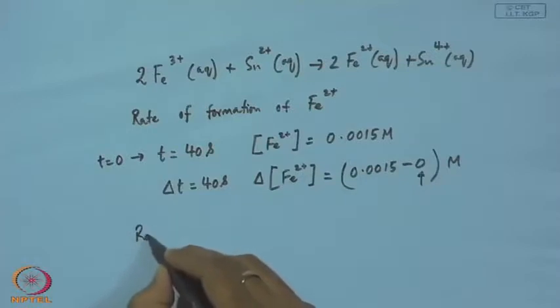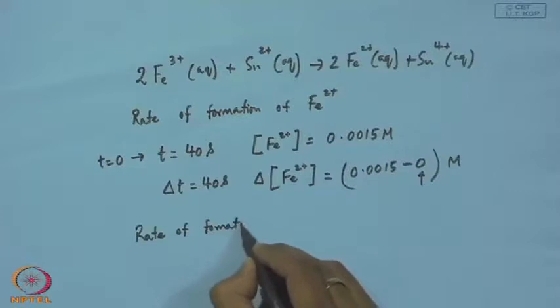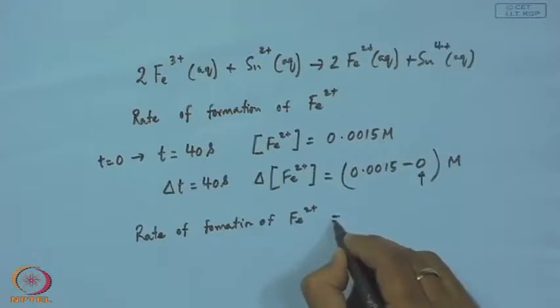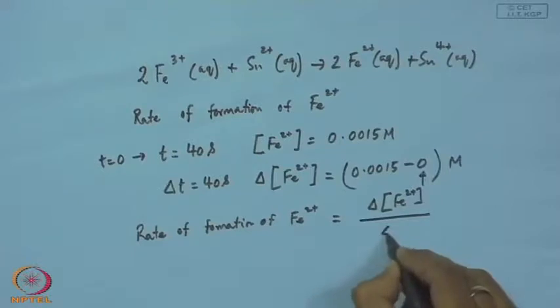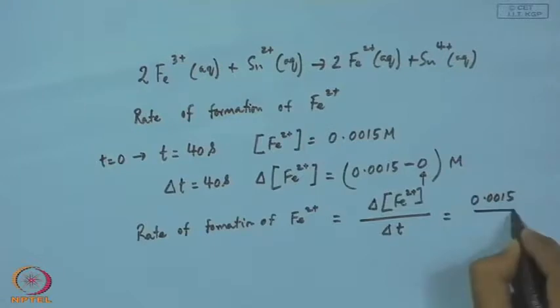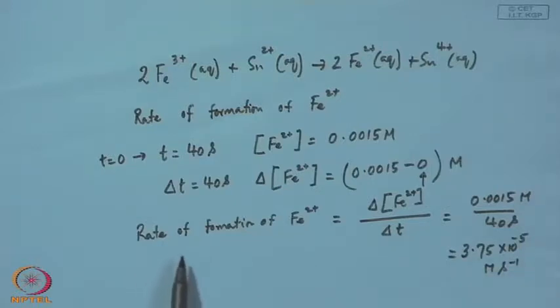So, rate of formation of Fe2+ is equal to delta [Fe2+] divided by delta t, which is equal to 0.0015 molar divided by 40 seconds, and this gives you 3.75 × 10^-5 mole second inverse. So, this way we can find out the rate of formation of Fe2+.